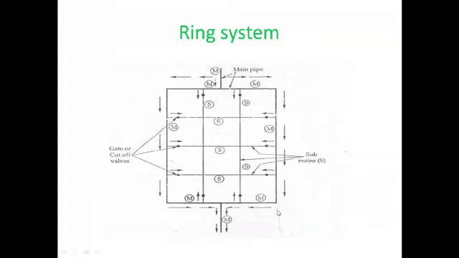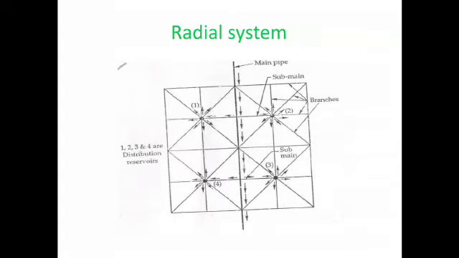And the advantages and disadvantages of this ring system are very much similar to the grid iron system. And the next one is the radial system. You can see here, this is the main pipeline through which the sub main is connected. It reaches here, and from this point radially it is being distributed. So these are the sub mains and these are the laterals here. That is how the distribution is being done, and hence it is called the radial system.